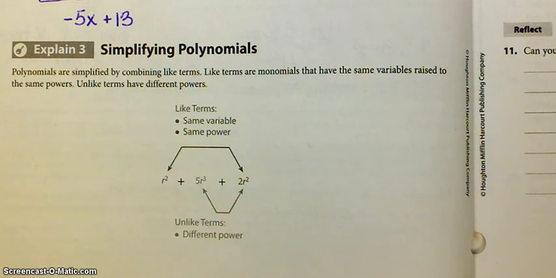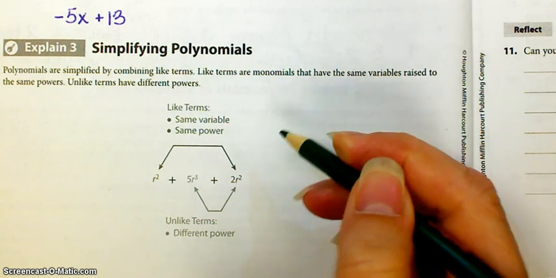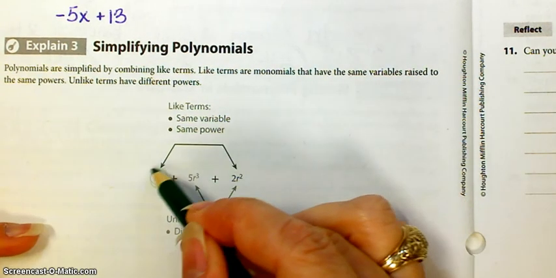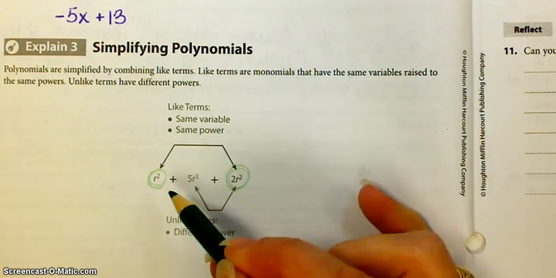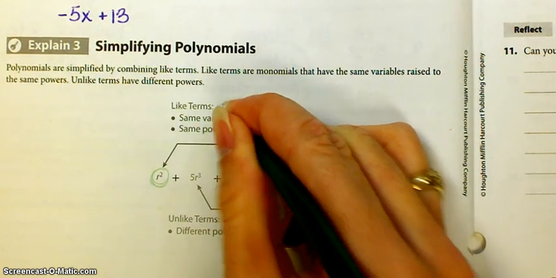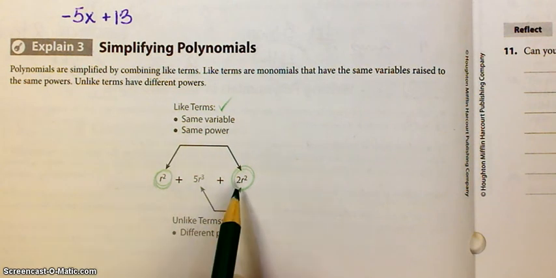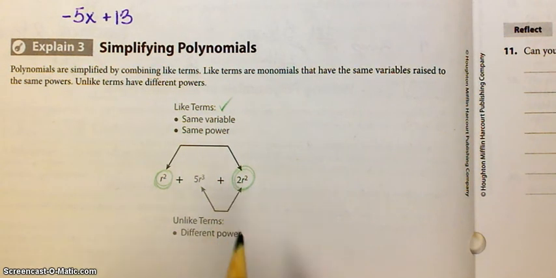Okay, so we can simplify polynomials by combining like terms, but remember, like terms are monomials that have the same variables, and those variables are raised to the same powers. Okay, so if you look down here, we have r squared plus 5r to the third plus 2r squared. These guys have the same variable raised to the same power, so they are like terms, and I can combine them. So 1r squared, essentially, plus 2r squared is going to give me 3r squared.